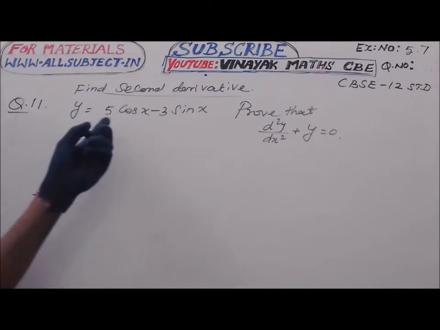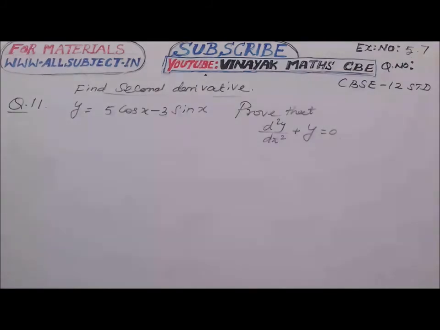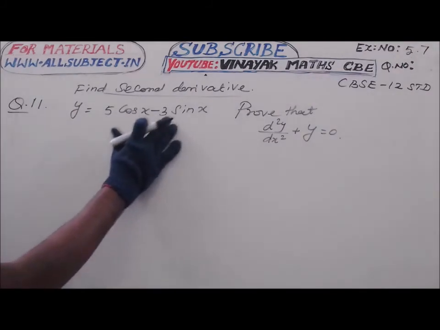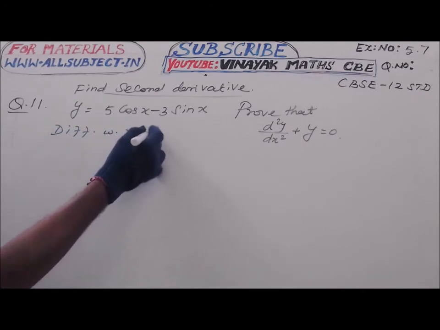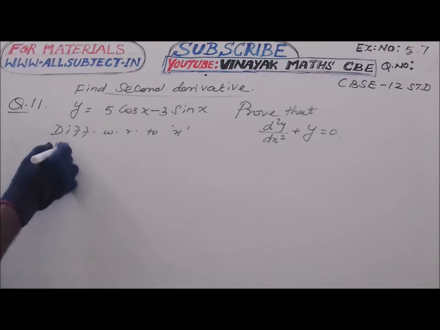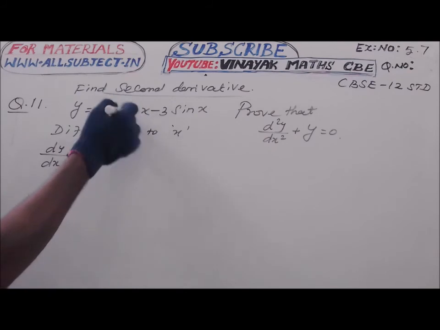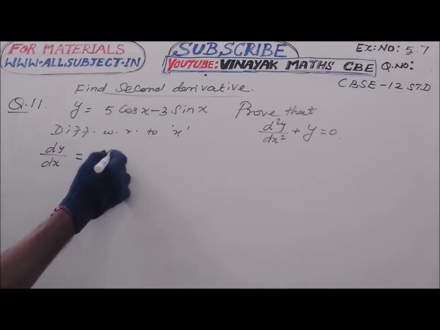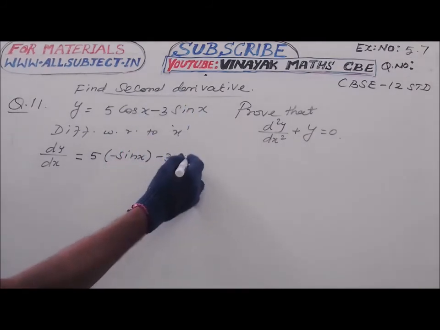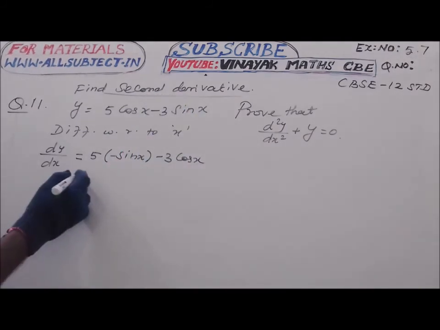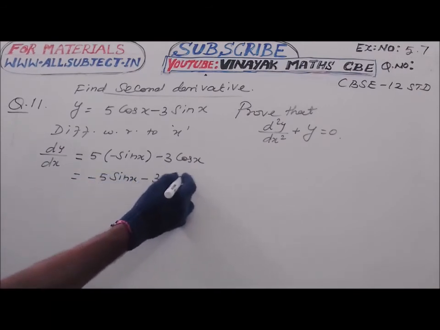Question number 11, find the second derivative and prove that d square y by dx square plus y equal to 0. Given y equal to 5 cos x minus 3 sin x. Differentiate with respect to x. dy by dx is equal to 5 constant, the derivative of cos x is minus sin x, and minus 3 into the derivative of sin x is cos x. So simplify it, minus 5 sin x minus 3 cos x.